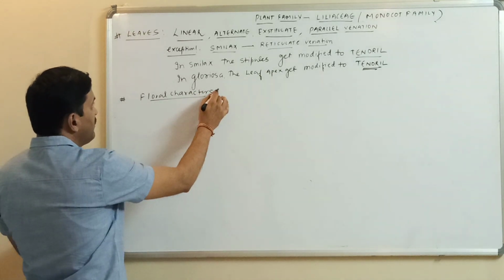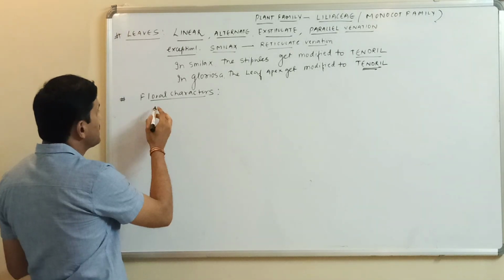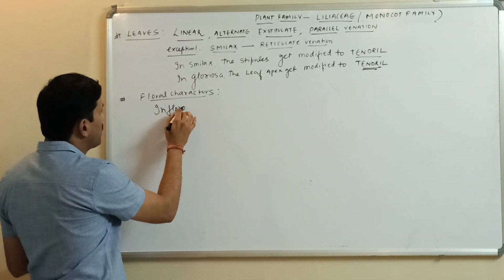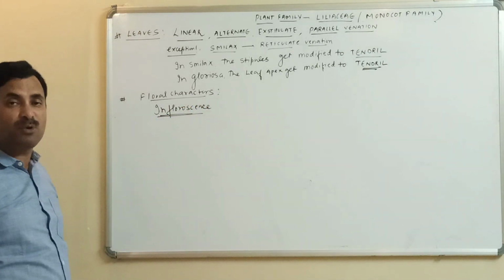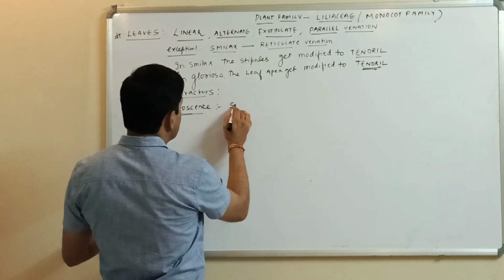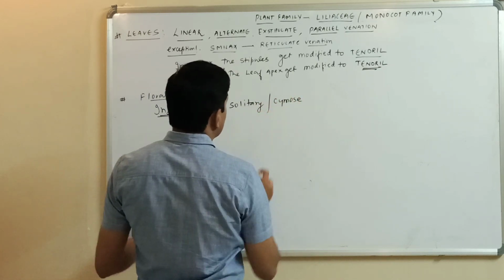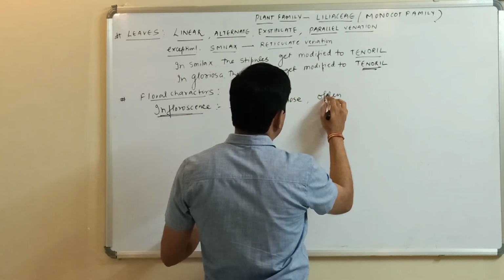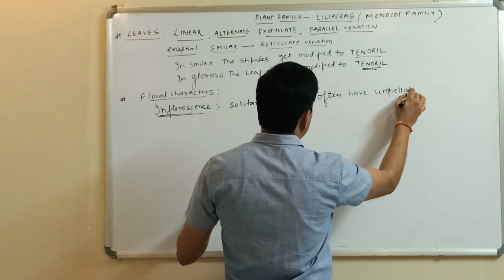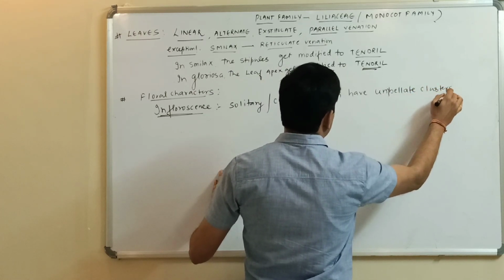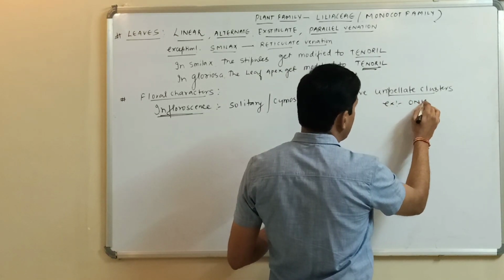And in floral characters, whenever we discuss the floral characters, we discuss first of all inflorescence, that is, what type of arrangement of flowers is present on the floral axis. So the inflorescence is solitary, cymose, often having umbellate clusters. Now umbellate clusters are found in onion.